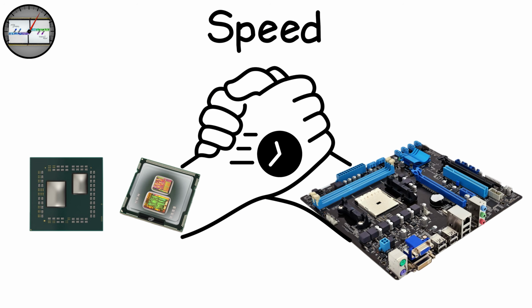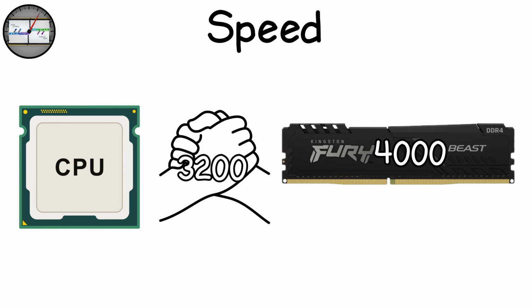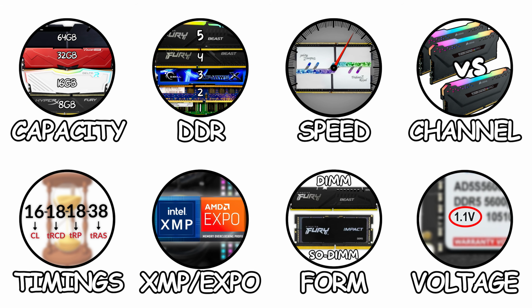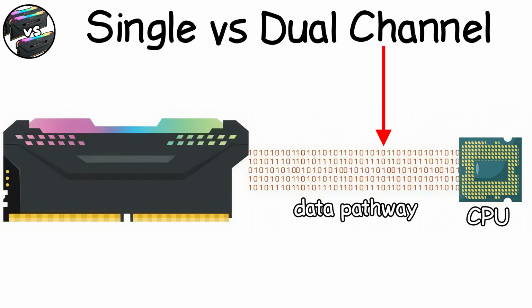Both must support the speed you want to run. If your CPU only supports up to 3200, then even if you install 4000 speed RAM, it will only run at 3200. Channel. A memory channel is a data pathway between your CPU and RAM.